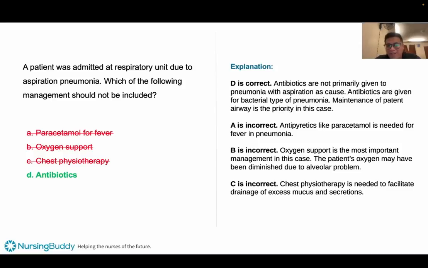Maintenance of patent airway is the priority in this case. So letters A, B, and C are correct. Antipyretics like paracetamol are needed for fever in pneumonia. Oxygen support is the most important management in this case, as the patient's oxygen may have been diminished, yan, due to alveolar problem. And also chest physiotherapy is needed to facilitate drainage of excess mucus and secretion. So the best answer is letter D. I hope you got it right there.